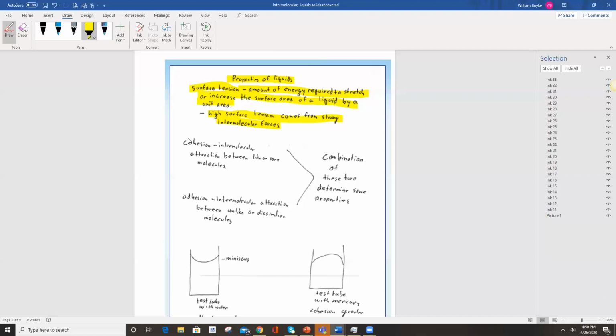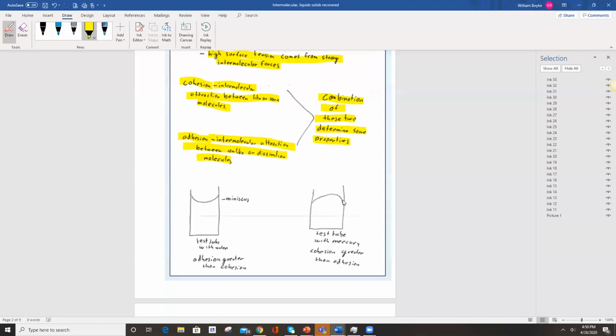Some other terms we want to talk about are cohesion and adhesion. So cohesion is the intermolecular attraction between like, or same, or similar molecules. Adhesion is that intermolecular attraction between unlike or dissimilar molecules. And it's the interplay of these that gives you some of the different properties you associate with liquids. It's the combination of these properties. So I'll do an example of that.